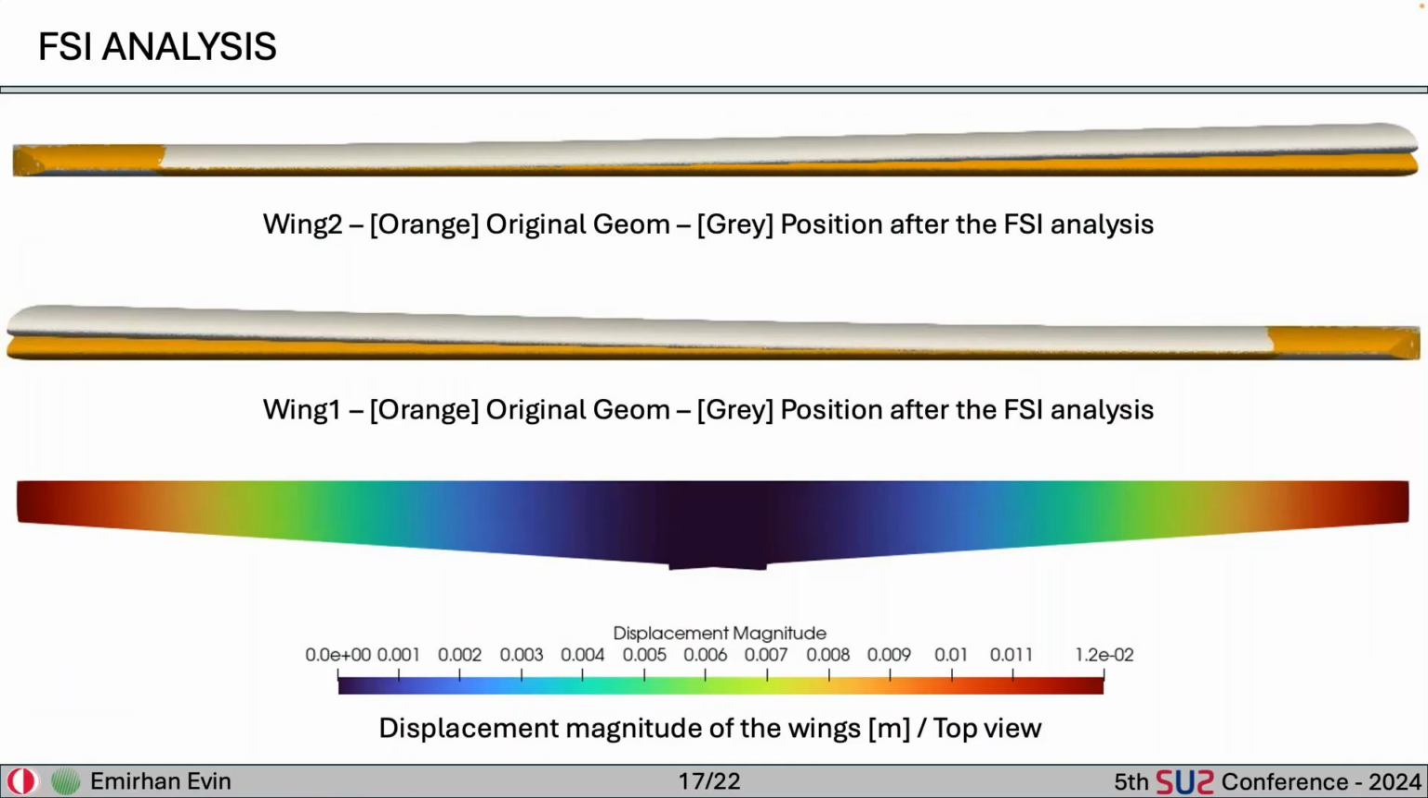Before, you can see the orange one in the top 2 figures. After obtaining the FSI equilibrium, it becomes like the gray one. And the maximum tip deflection is 1.2 centimeters.